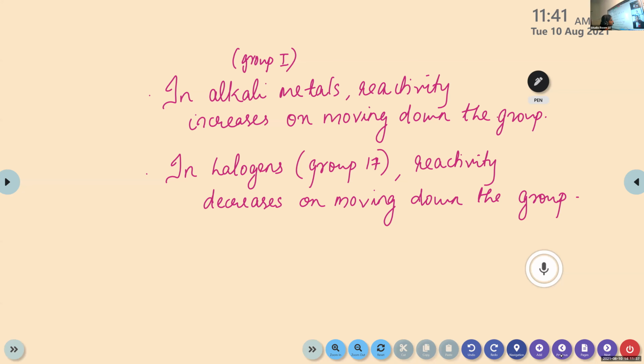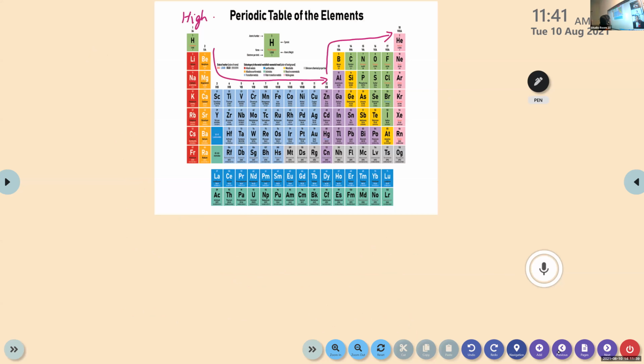Okay, then we can find out which is the most reactive element in group 1. Just look at the periodic table and tell me. We learned that group 1 elements are alkali metals. Their reactivity increases on moving down the group. So look at the periodic table and tell me which is the most reactive element in this group 1.